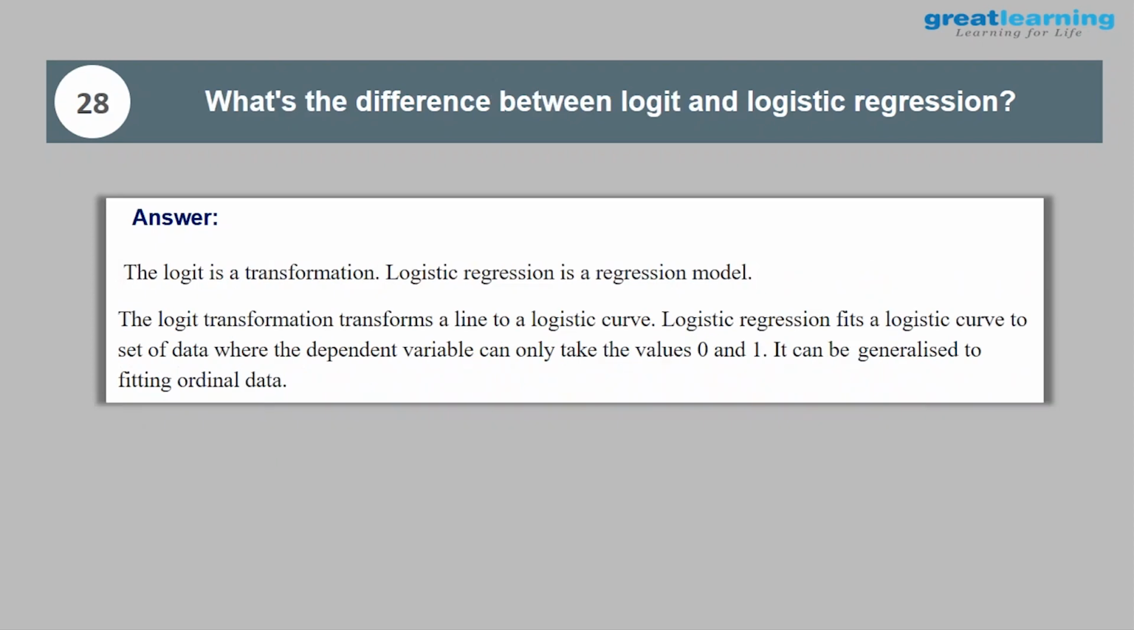Now let's have a look at what's the difference between logit and logistic regression. The logit is a transformation, logistic regression is a regression model. The logit transformation transforms a line to a logistic curve. Logistic regression fits a logistic curve to a set of data where the dependent variable can only take the values 0 and 1. It can be generalized to fitting ordinal data.